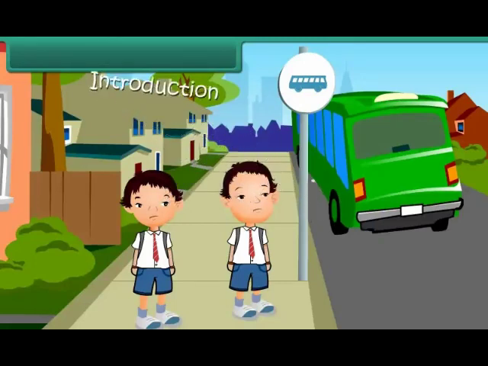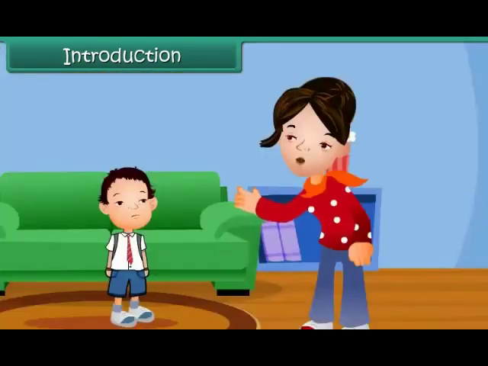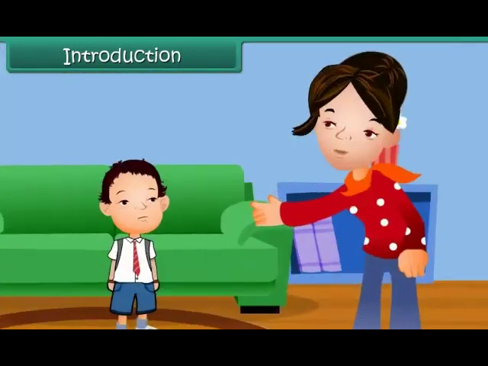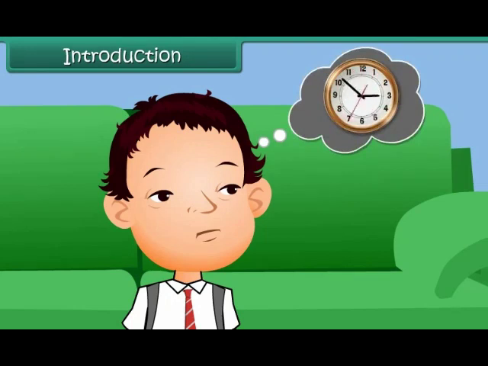Introduction. Kush has missed his school bus again. His mother is very angry with him. Kush knows the cause of this problem. He cannot read time from a clock. As a result, he gets delayed.